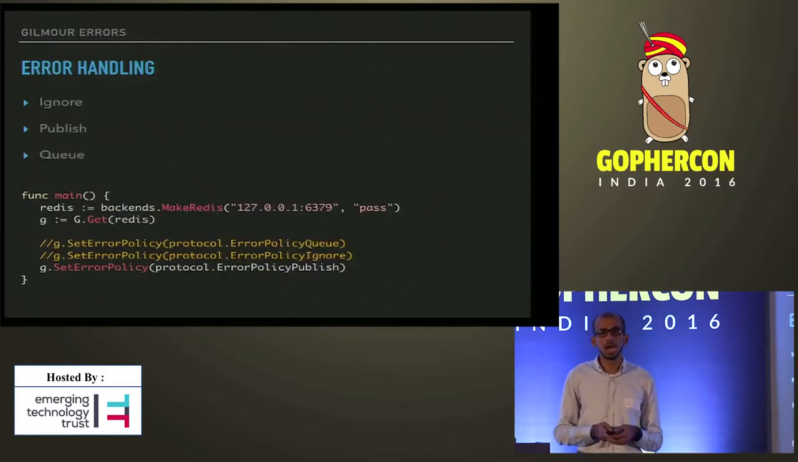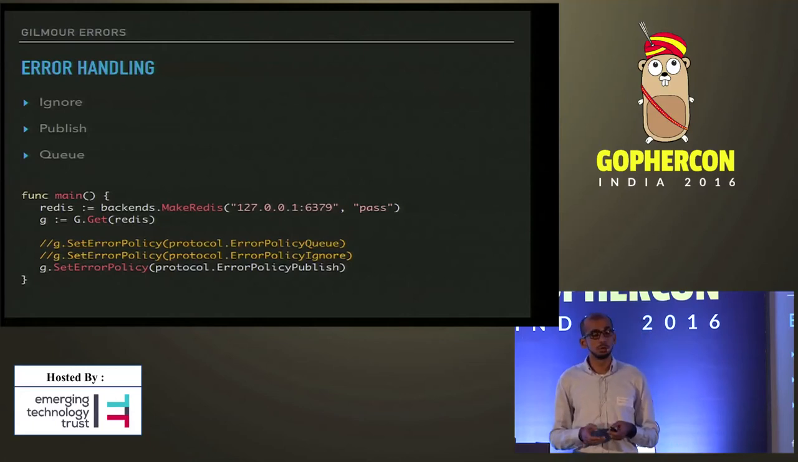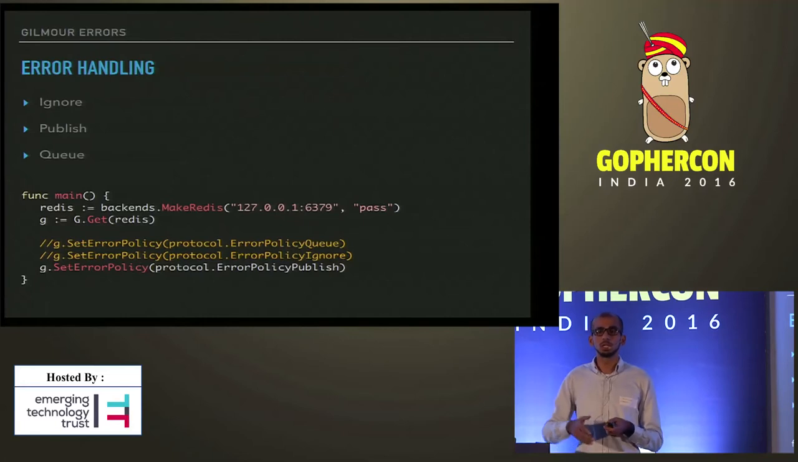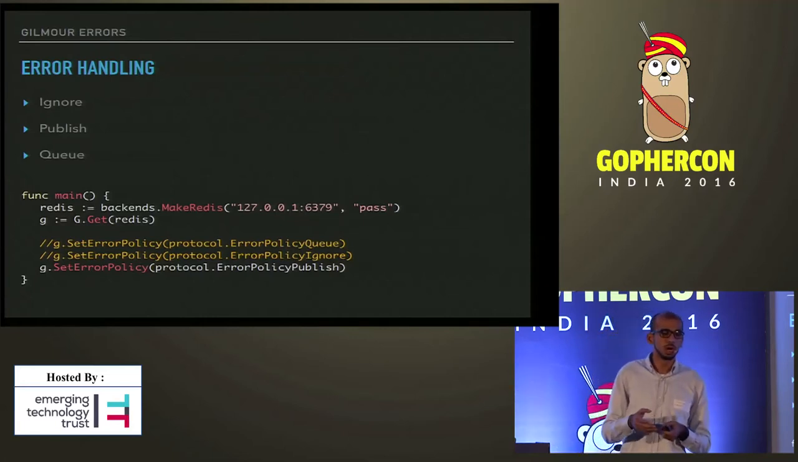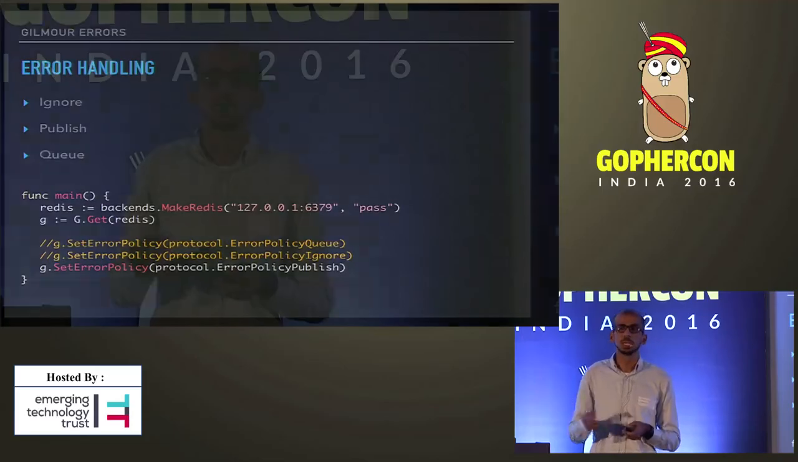In terms of error handling, you could decide to do three things with your errors. You ignore, you say, I don't care. You could publish them to another slot, which is gilmour.error. So if I set an error policy in my Gilmour server and say protocol.error policy publish, then all the error messages shall be published to gilmour.error. You could have another listener, which is another slot listener, and these signals would be trapped by that listener.